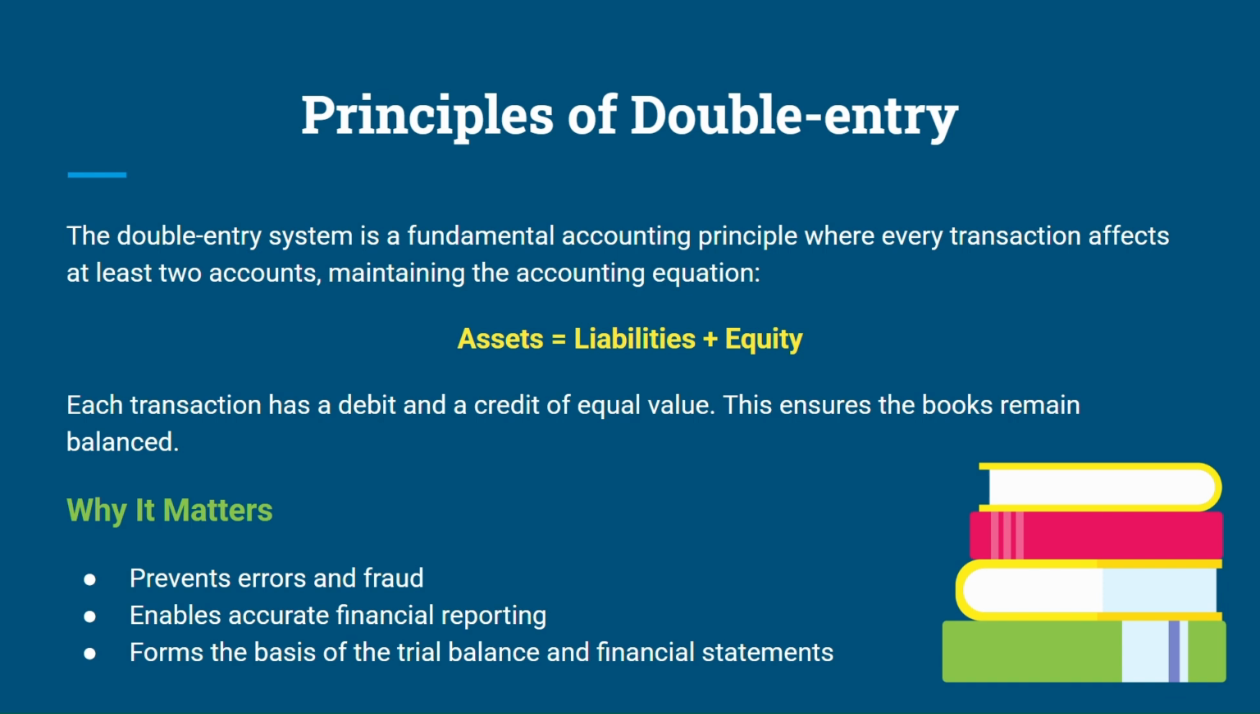And then, each transaction has a debit and a credit of equal value. This ensures that the books remain balanced. That's the main reason why in accounting you always hear about balancing accounts. It's always about that, right? When you are trying to account for every transaction happening in the business, you have to make sure there are no errors. We know exactly what's happening in the company and we prevent fraud.